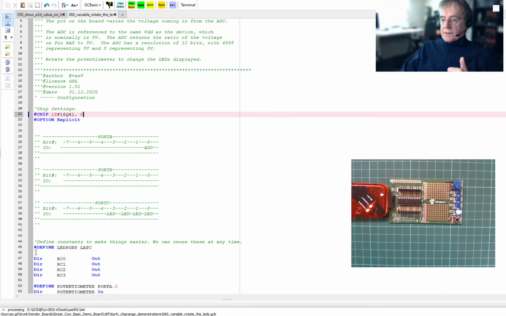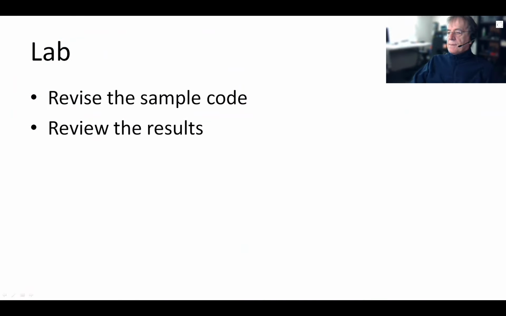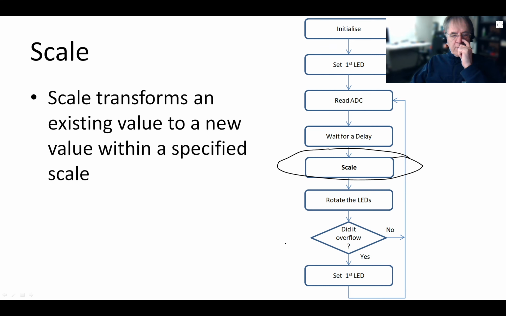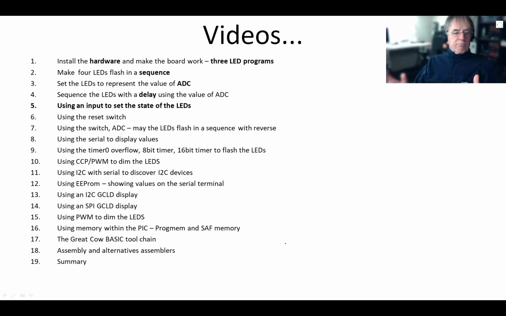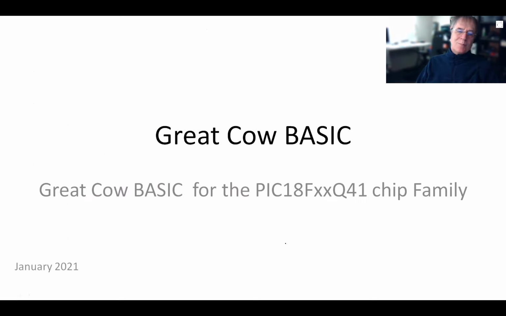So what I wanted to look at today is reading ADCs and waits. So let's have a look back into PowerPoint to summarize up where we are. So we wanted to do that scale. I've added that scale into there, and so I think we've done it for today. We've looked at sequencing the LEDs using a delay from the value of an ADC. Next tutorial is using an input to set the LED. So we're expanding out the capabilities of this program as we move forward.